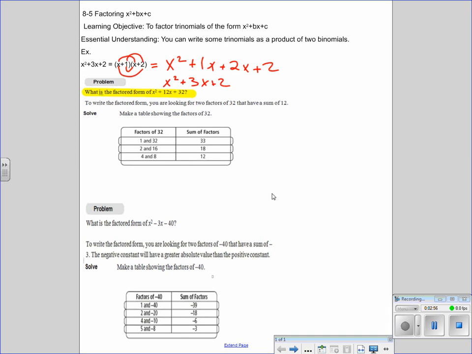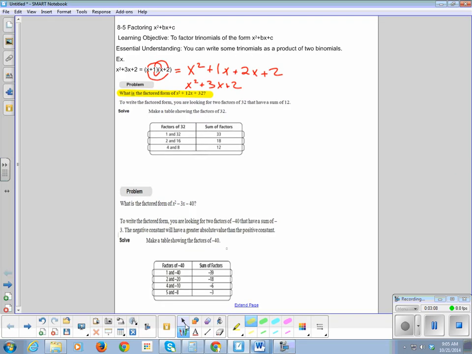So until you guys get super savvy on how to do this, we're going to make a little table. I want you to write down this table. On the top of your table, you're going to write factors of 32 and sum of factors. So what times what equals 32? I always look for the 1 times the number. So there's 1 and 32, but 1 plus 32 is 33. There's 2 and 16, but 2 plus 16 is 18.